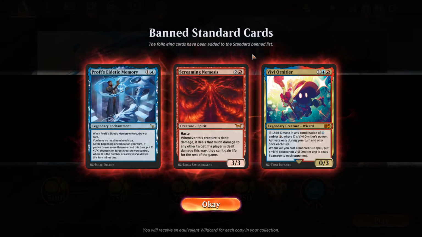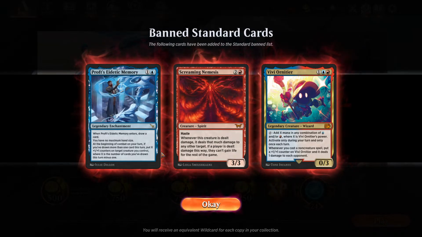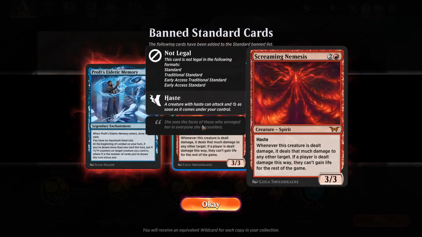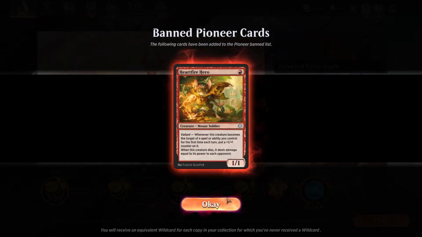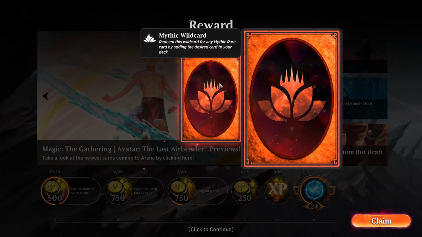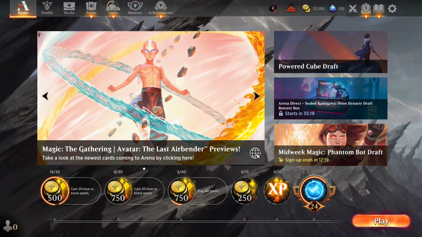Yo, why'd they ban these cards? These dumb, this is a good card. Oh, I got money too.